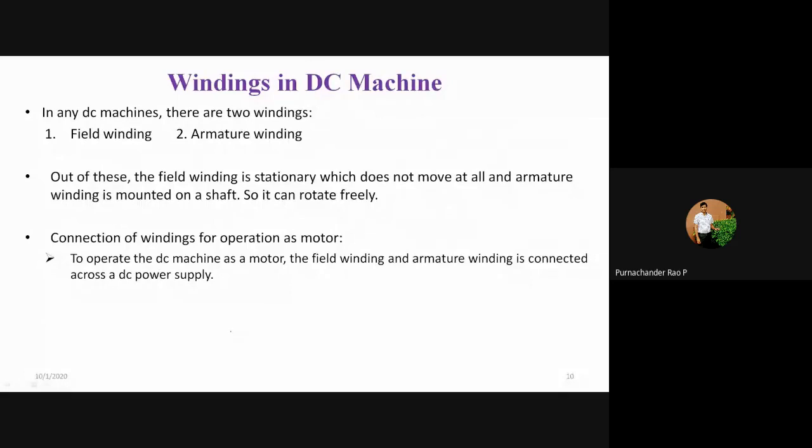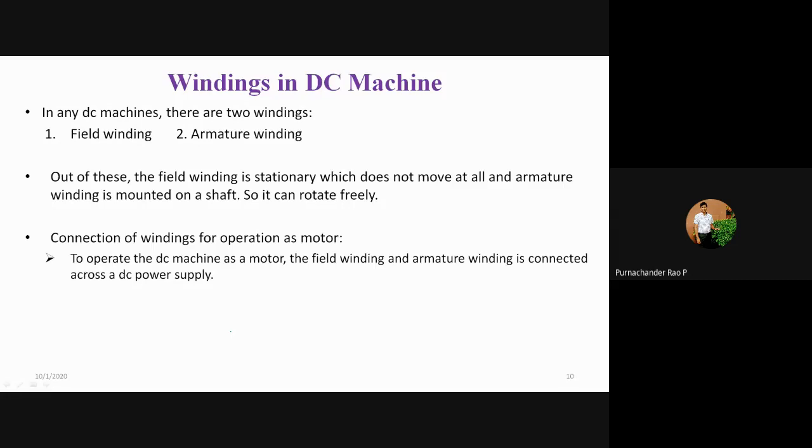And that residual voltage will produce a small amount of current in the machine, and then that small amount of current is added to the residual flux, so it will build up a voltage. So again, because of this voltage, the current will be increased. Because of the increase in current, again the voltage is increased. So this is a cumulative process where you are producing the required amount of voltage in a DC generator.